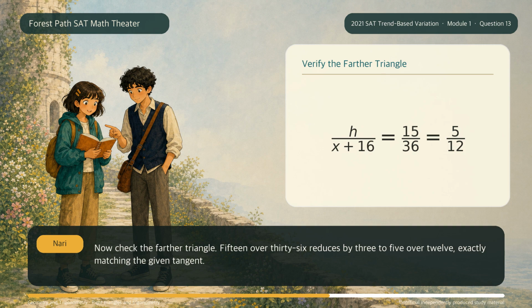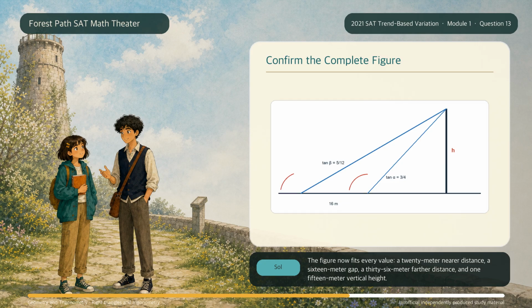Now check the farther triangle. 15 over 36 reduces by 3 to 5 over 12, exactly matching the given tangent. The figure now fits every value: a 20-meter nearer distance, a 16-meter gap, a 36-meter farther distance, and one 15-meter vertical height.